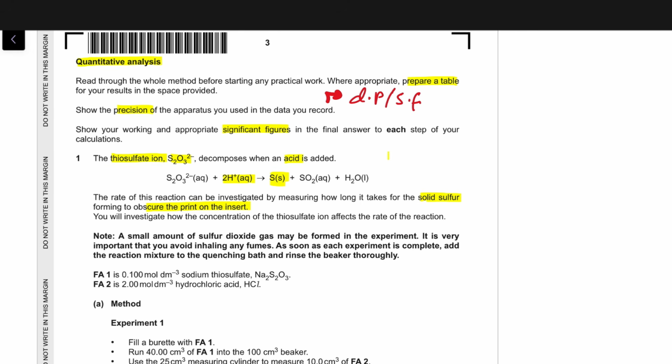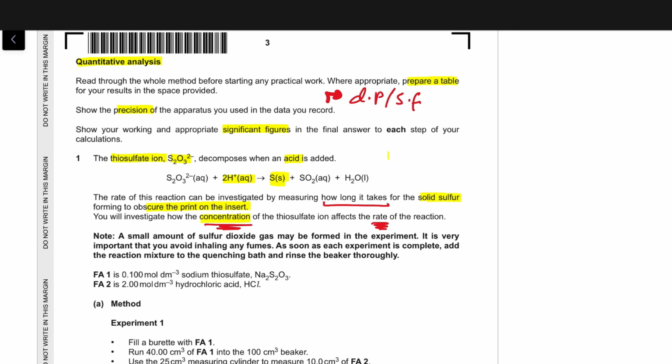And then it says you investigate how the concentration of thiosulfate ion affects the rate of the reaction. So we are comparing concentration and rate. To measure the rate, we're seeing how long it takes the solid sulfur to block the text. The more the solid accumulates, the more of the text will be covered.